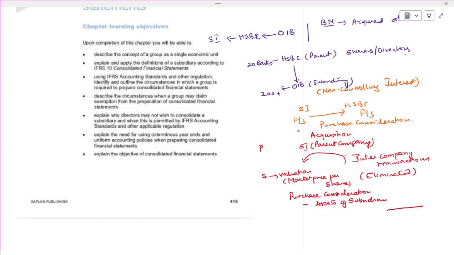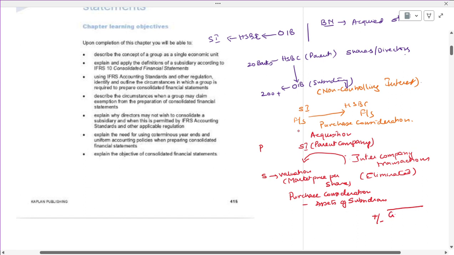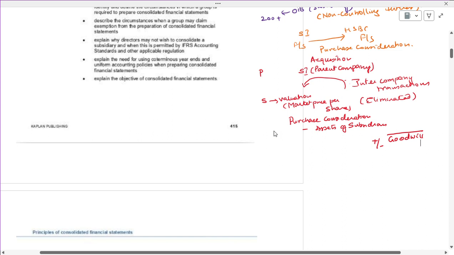Definitely they will get plus or they will get minus. If they get plus, definitely they are paying more than the value of the assets. It is called as a goodwill. Sometimes they will pay less also. We will not say negative goodwill.